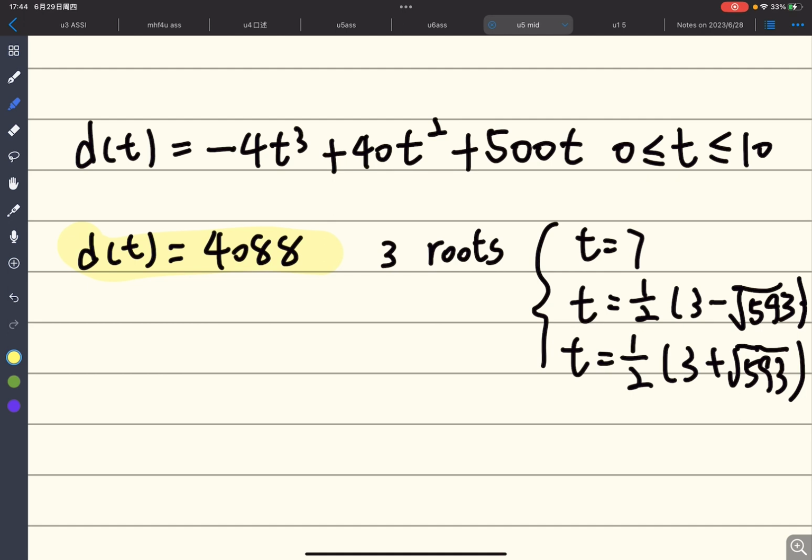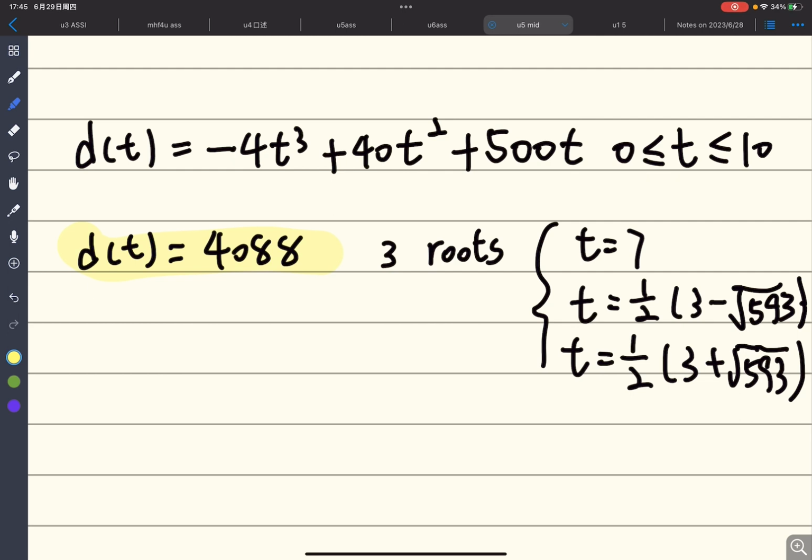The equation given is a cubic equation, which represents the distance traveled by the plane as a function of time. The coefficients of the equation are likely derived from the physics of the plane's motion, taking into account factors like speed, acceleration, and possibly wind resistance. To find out how long the plane takes to fly 4,088 kilometers, we need to set d(t) equals 4,088 and solve for t.